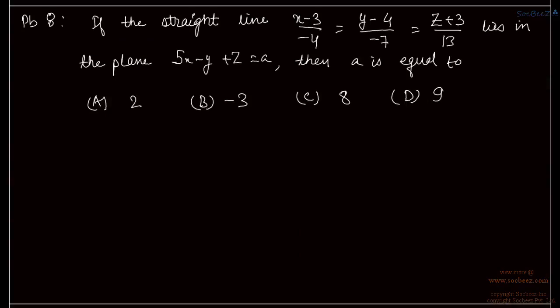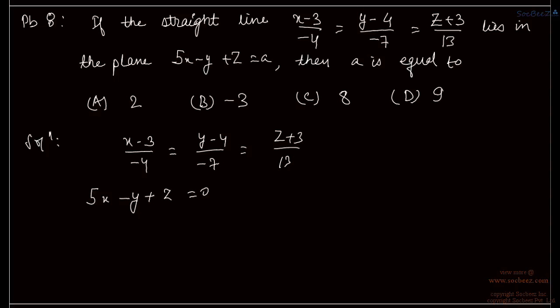So we have a problem here. If the straight line x minus 3 upon minus 4, y minus 4 upon minus 7, z plus 3 upon 13 lies on the plane, then A is equal to. Okay, so this straight line lies on this plane, right? Say we have a solution. So we have a straight line x minus 3 upon minus 4 is equal to y minus 4 upon minus 7 is equal to z plus 3 upon 13. This straight line lies on the plane 5x minus y plus z is equal to A. So we have to find the value of A, right?